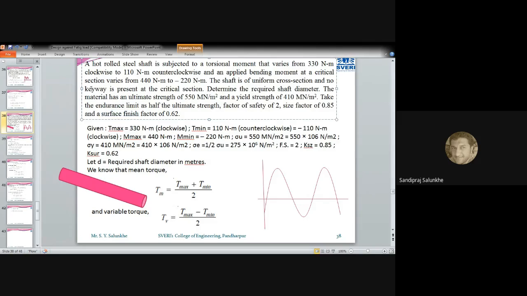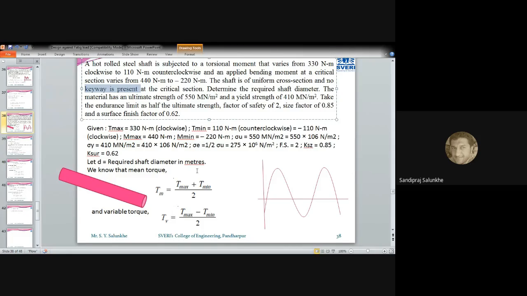Here it is mentioned, no Kva is present. That's why that stress concentration factor can be considered. Now all the parameters are given, that is T max, T minimum, then M max, maximum bending moment, M minimum, minimum bending moment, sigma u, ultimate tensile stress, then sigma y, yield tensile stress, then endurance limit, that is sigma E or SE, and factor of safety, size factor, and surface finish factor.